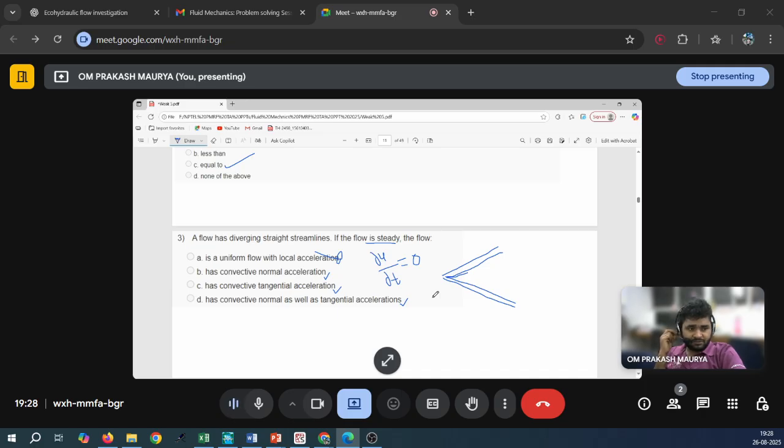So you have to first understand what normal acceleration is and what tangential acceleration is. When normal acceleration will be generated, and when the tangential acceleration will be in the flow. So this is very important.